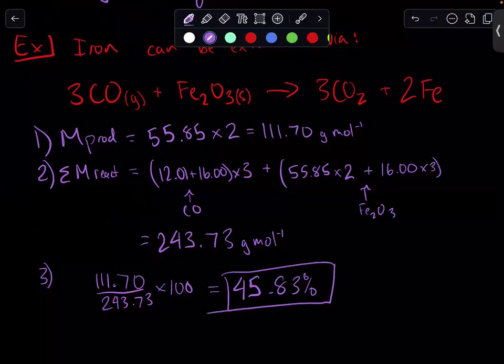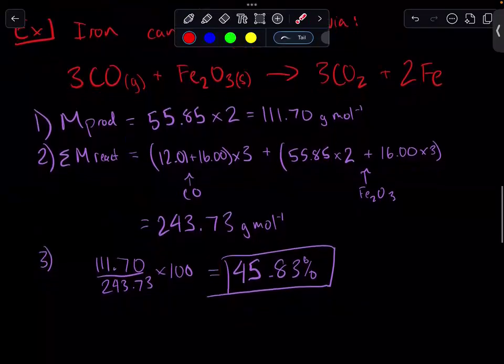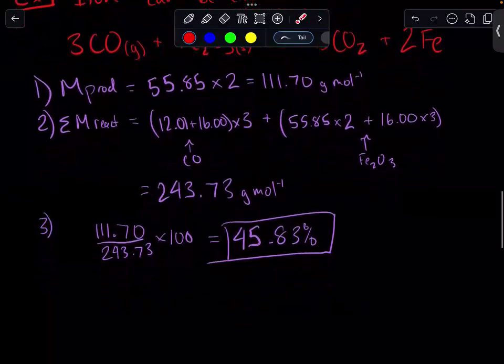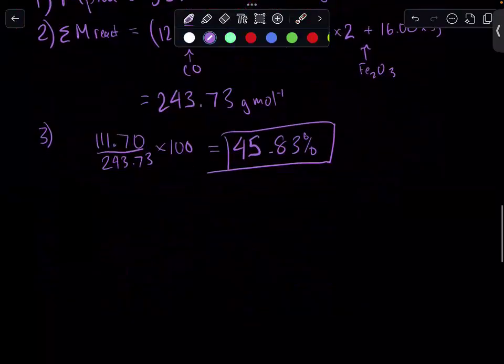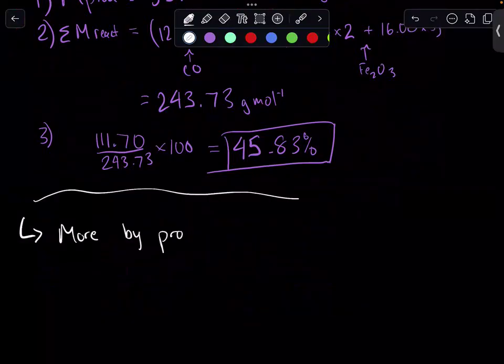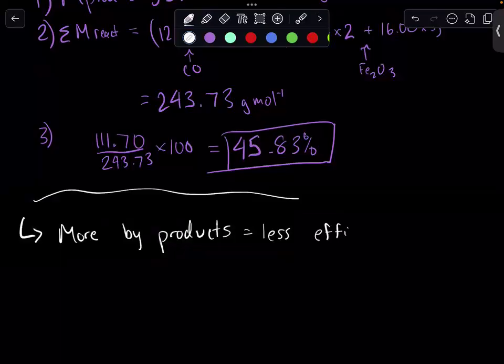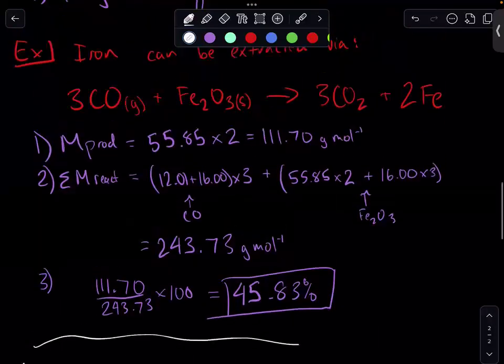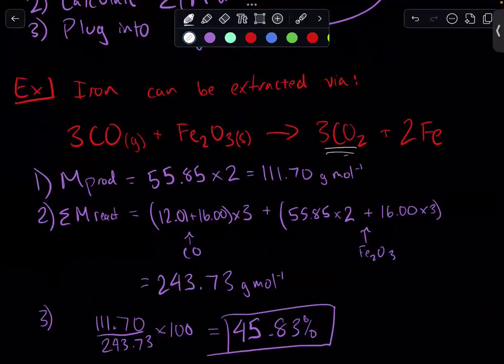So this would be something that we would need to look for other processes for which we can extract iron than reacting it with carbon monoxide, because we're getting very little efficiency within our reaction. So a couple key things to keep in mind when looking at atom economy. Usually, more byproducts equals less efficiency, which seems kind of obvious because if you have more of that excess stuff, then that's going to take away from mass that could be converted into your desired product.